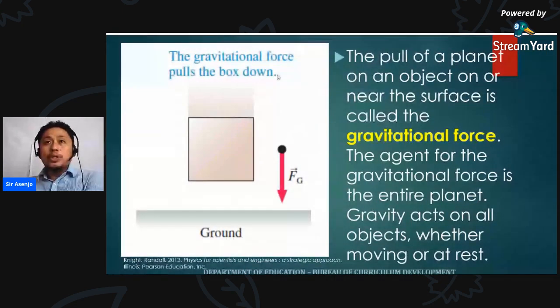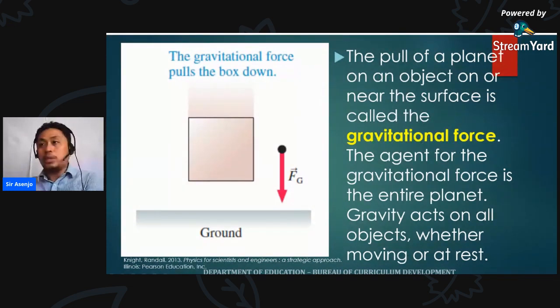Okay, the gravitational force pulls the box down. You have the direction. It's going down. FG, you have there the arrow. That means a vector quantity. That's a direction. G stands for gravity. F stands for force. That's the direction. It's going down. So the pull of a planet on an object on or near the surface is called what?